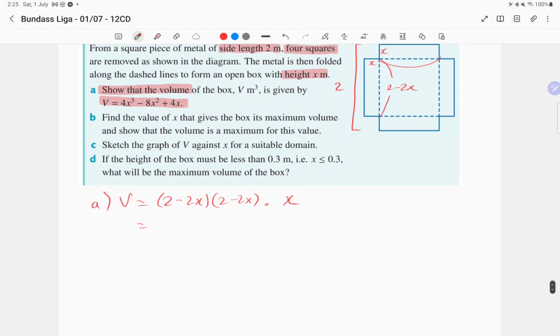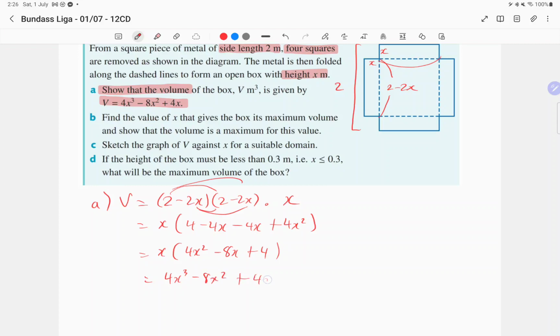Yeah? So then equals to, expand the first bracket. I'll keep the x in here outside first. Expand the brackets, rainbow method. That will be 4 minus 4x minus 4x plus 4x squared. Okay? And then simplify, moving the x squared at the front, 4x squared minus 8x plus 4. Right? Multiply that back in, the x in will be 4x cubed minus 8x squared plus 4x, which is equals to the right hand side, and this is, therefore, it is shown.